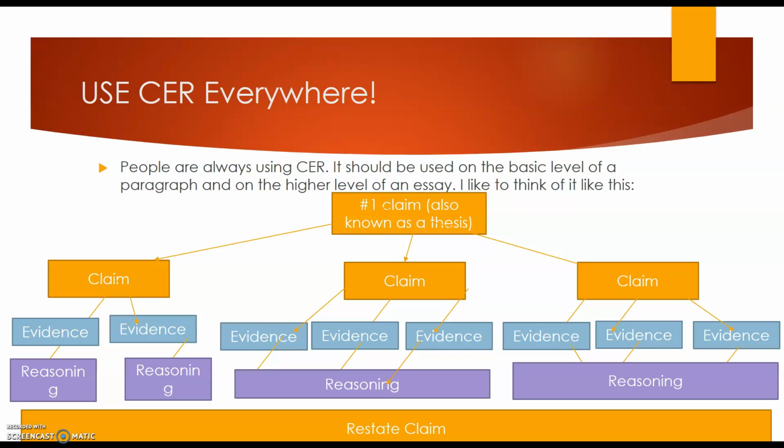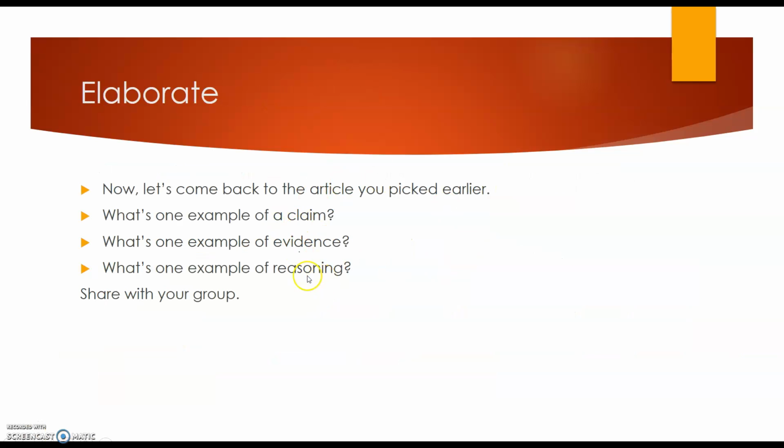So claim, evidence, and reasoning happens everywhere. It happens on a small scale, and it also happens on a big scale. So now we're going to go back to the article and look at an example of a claim, an example of evidence, an example of reasoning. Stay tuned for the next.